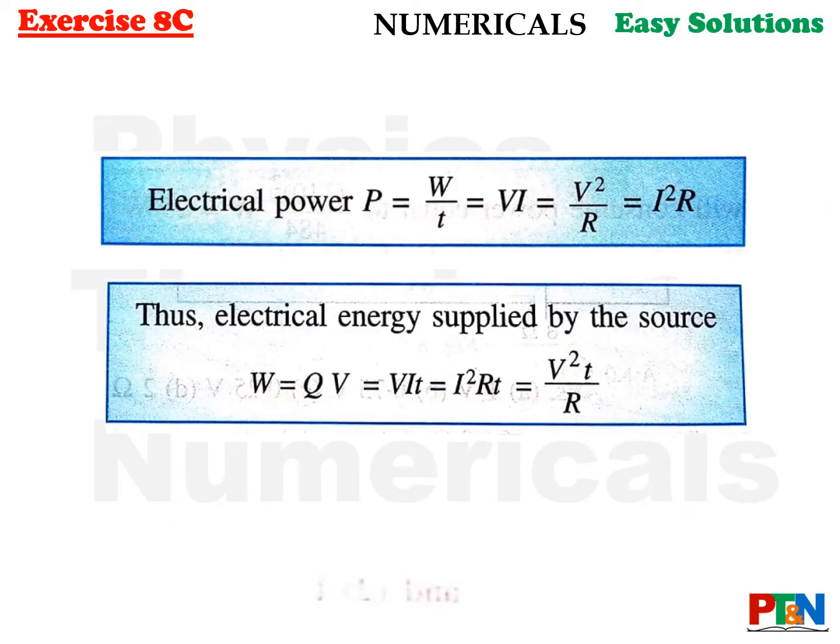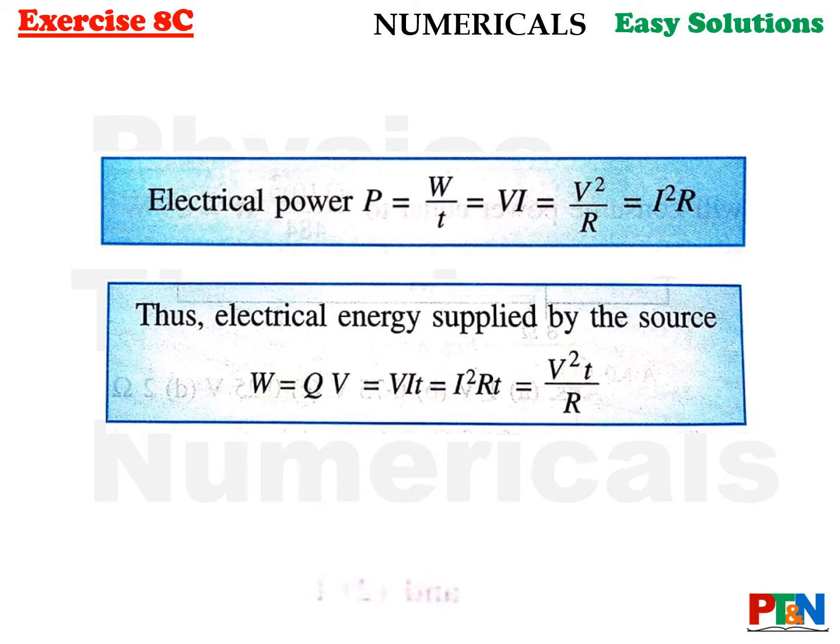First, let us state the formulas you have to use. That is the formula for power and energy. Electric power is work done by time, that is energy by time, that is volt into ampere, that is V into I, that is V square by R, that is equal to I square R. You need to pick the right relation depending on the quantities that are available and the one you need to find out.